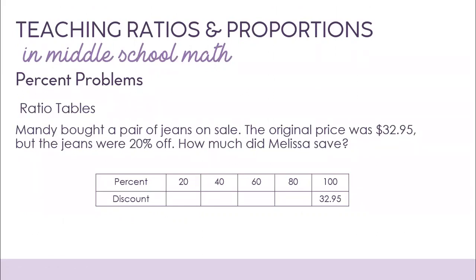So we could put all of that into the table. Now that gives us 5 sections. So we can divide $32.95 by 5. So our 20% would be $6.59. And then if we wanted to know the 40 and the 60 and the 80, we could add those in as well. But again, we're kind of showing the breakdown of the 100% into sets of 20 and finding their discount there.